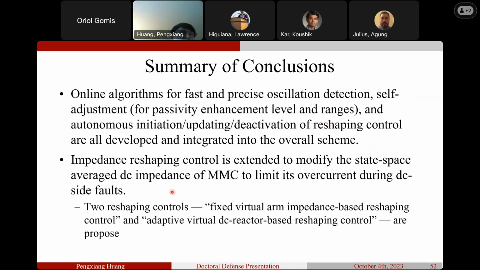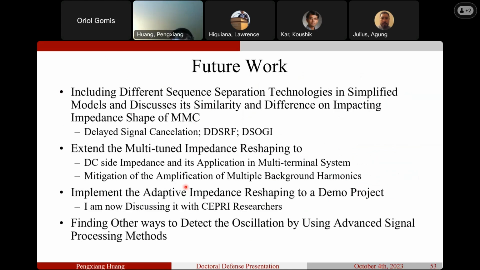Impedance reshaping control can also be extended to modify the large-signal impedance model, which is the state-space average DC impedance. Then you can resolve some system transient behavior by reshaping MMC impedance. Future work includes different sequence separation technologies, which Professor Belmont mentioned in my DCE. I saw people using delay signal cancellation in the literature to model the impedance. So in the future I can compare other sequence separation methods, like DDSRF, SRF, and dsogi, and compare their effect on MMC impedance shaping.